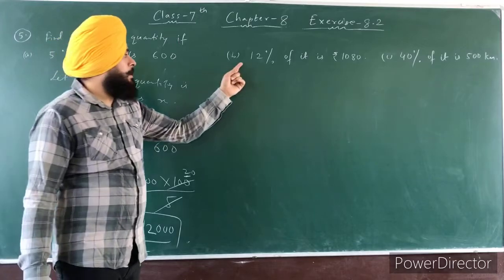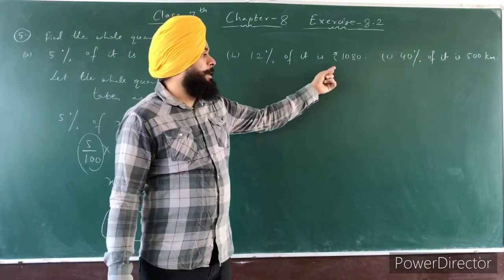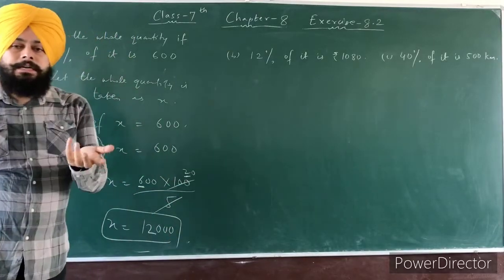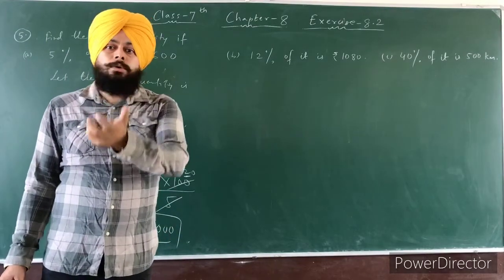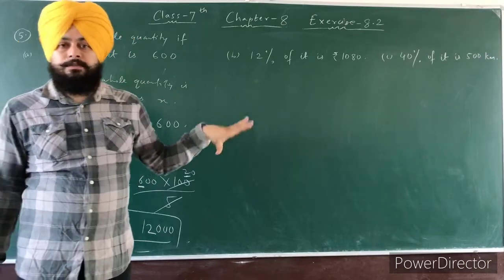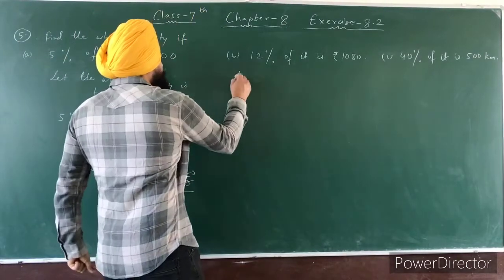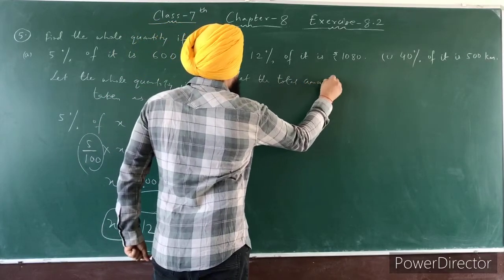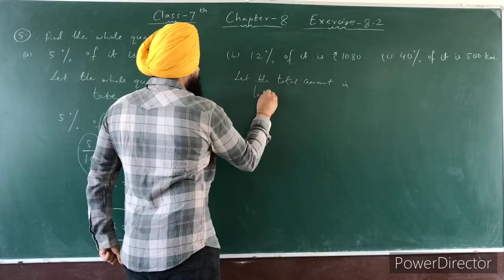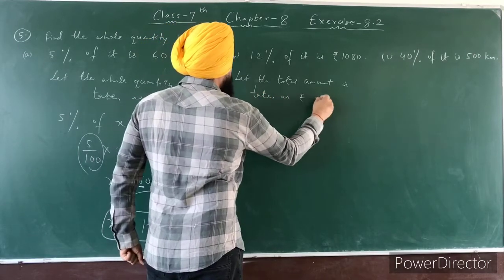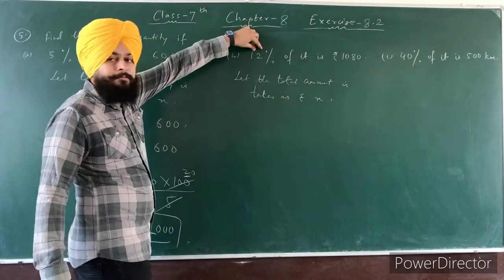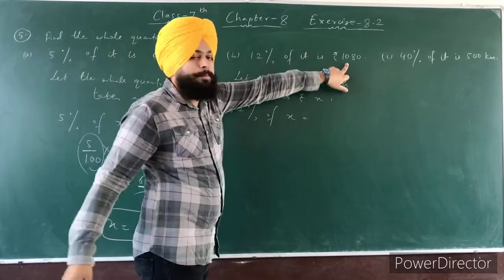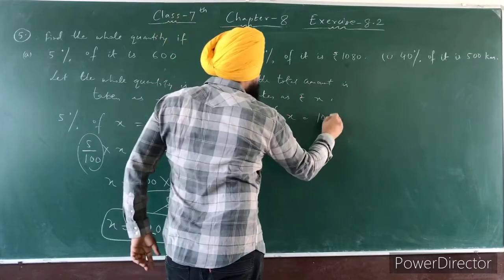Next, the B part is 12% of it is rupees 1080. 12% of it. It is what? It is the total quantity, or you can say total amount. So the total amount is taken as rupees X here. Now we have to find 12%. 12% of X is how much? Rupees 1080. Right here, 1080.